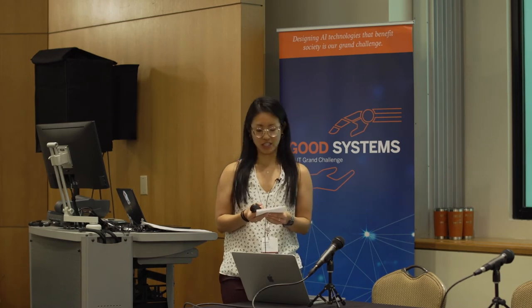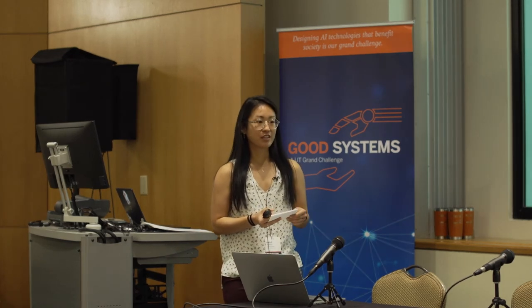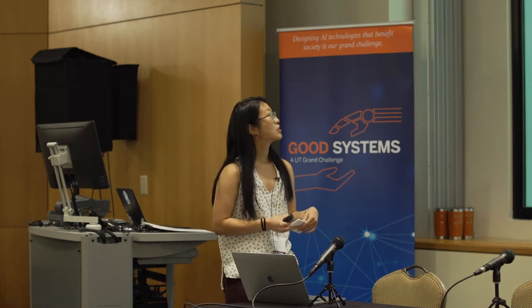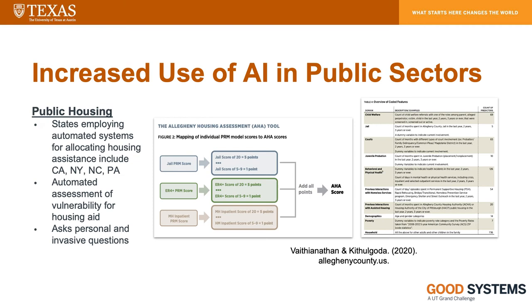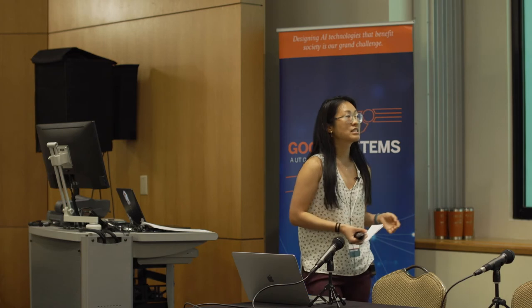And presently, AI that's used in local and state governments has crossed different domains, including child welfare services, as you can see on this slide, public safety, and also public housing resource allocations. But the increased use of these AI systems poses different risks, especially in the public sector, which is affecting citizens and civic services. The stakes are even higher.